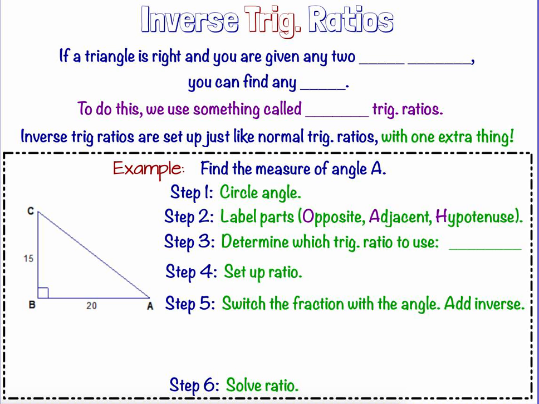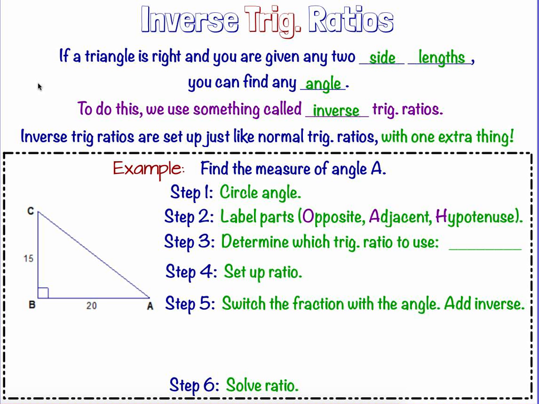So, if a triangle is right and you are given any two side lengths, you can find any angle. In order to find an angle, we use something called inverse trig ratios. Inverse trig ratios are set up just like normal trig ratios with one extra step.